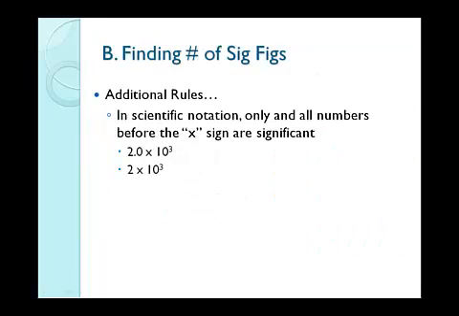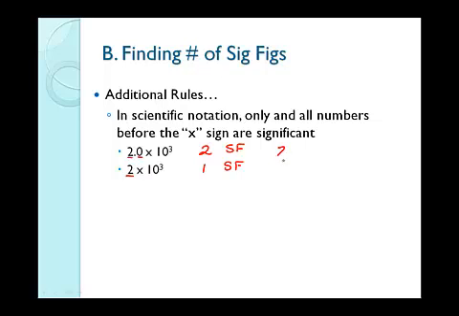A couple additional rules before I turn you loose here. If you are writing a number in scientific notation, all numbers before the times sign are going to count as significant. Any numbers after are just there to tell you how big or small the number is. So in 2.0, there are 2 numbers before the times sign, so there are 2 sig figs. If you had just written 2 times 10 to the third, there would only be 1 significant figure.